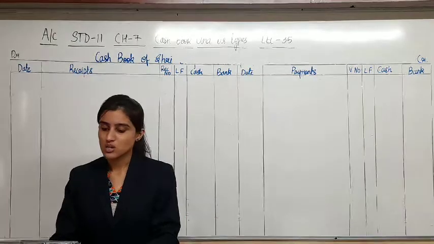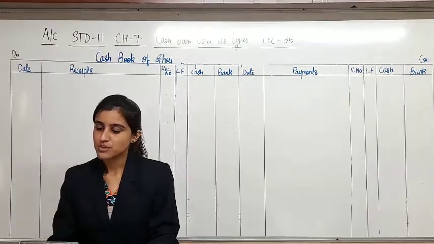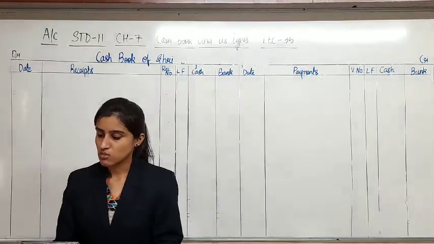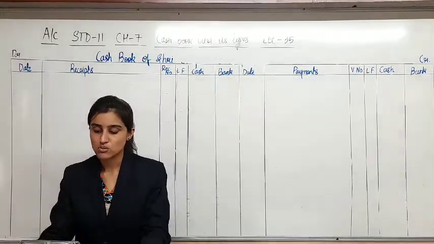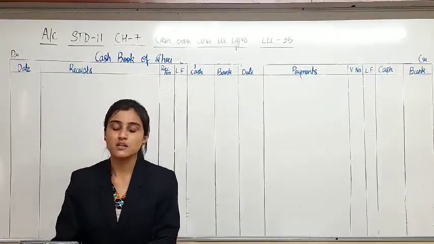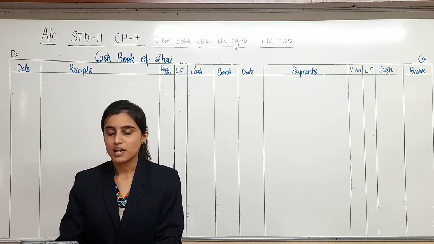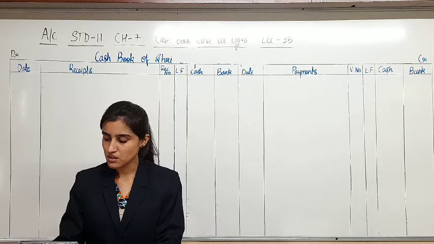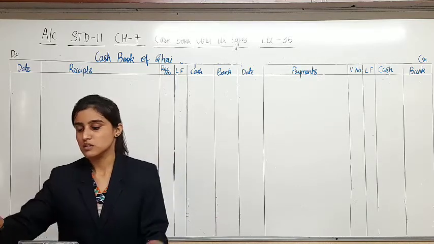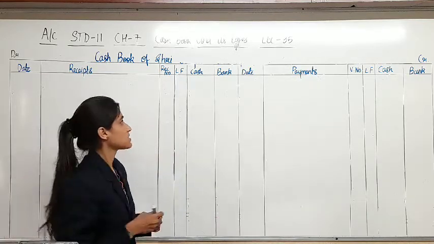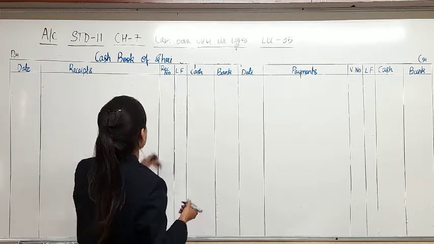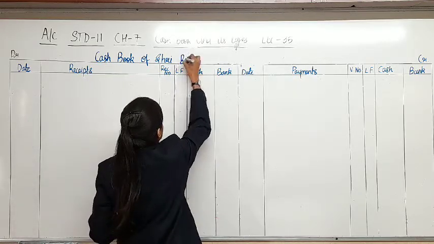So now we are going to start with sum number 4, which is about preparing cash and discount column. No, not actually sum number 4, sorry, sum number 5. By mistake I said sum number 4, which is about preparing cash and bank columnar cash book of Riddhi. So as you know, we are supposed to write down a heading, cash book of Riddhi.